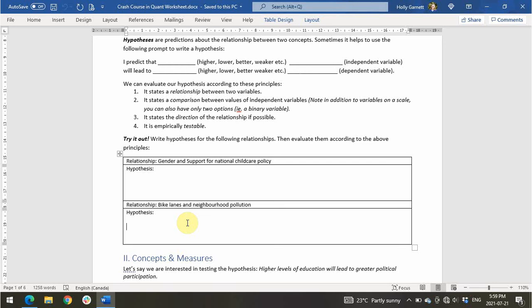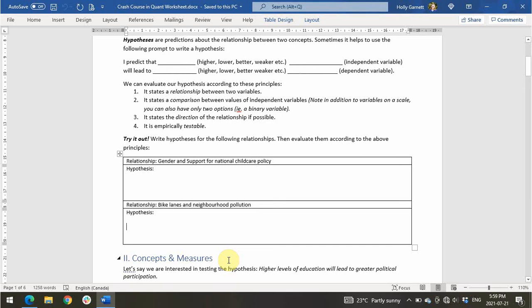So is it a relationship? Yeah, it's a relationship between bike lanes and pollution in that neighborhood. Is it a comparison in the independent variable? Well, in this case, you have bike lanes or you don't have bike lanes. I could also say the number of bike lanes, or the percentage of streets with bike lanes. So there's a variety of different ways that could be measured, which, as you can see, we're going to get to in a moment.